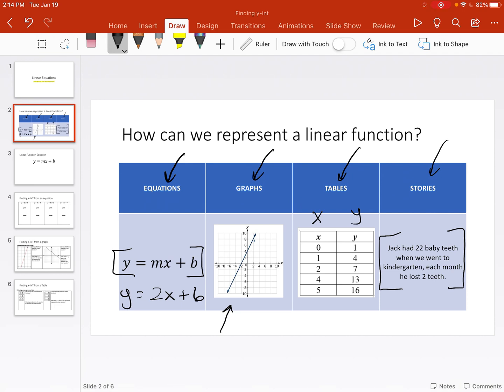All of these go hand in hand. You can make a table from a graph. You can make a graph from a table. You can make a table from an equation or a graph from an equation. They all kind of interchange with each other.